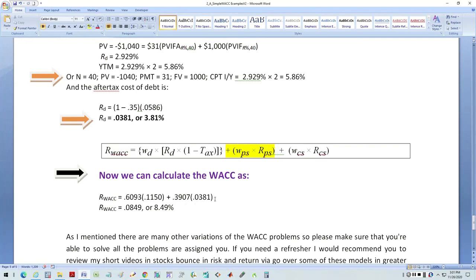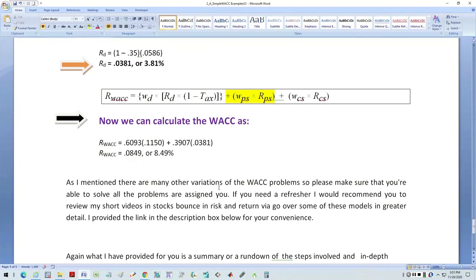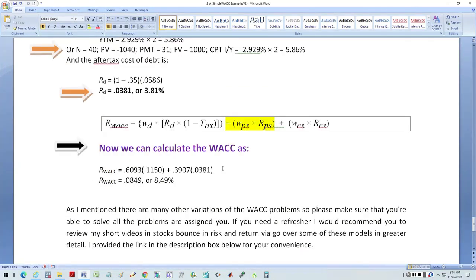As I mentioned, there are several variations of these WACC problems, so make sure that you're able to solve all the problems that I've assigned to you. If you need a refresher, you can go over the links that I've provided in the description box. What I've given you is a rundown of the topics, but you can go over my lecture notes and the text for in-depth discussions and for a thorough understanding of the topics that we just covered.